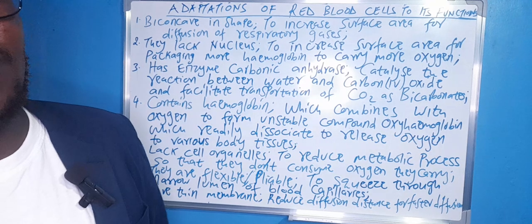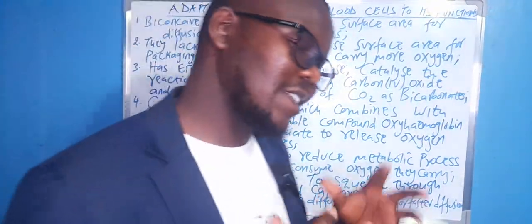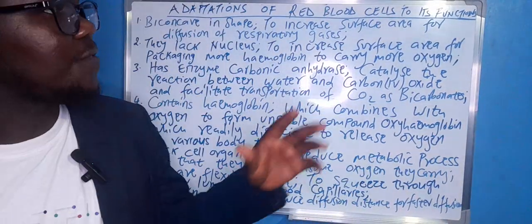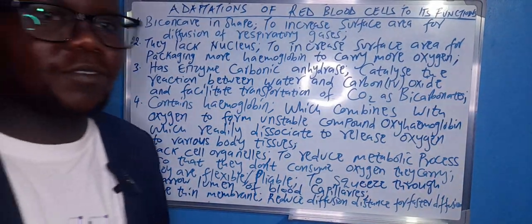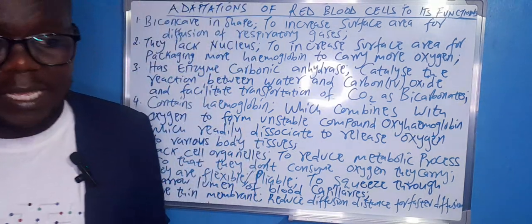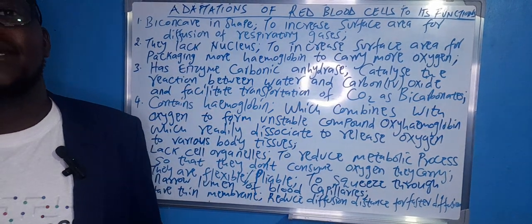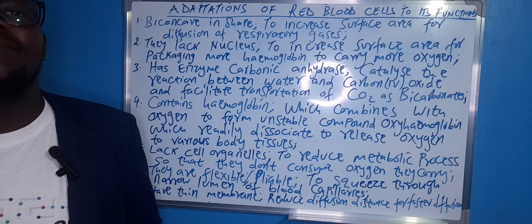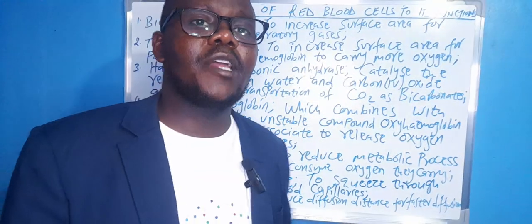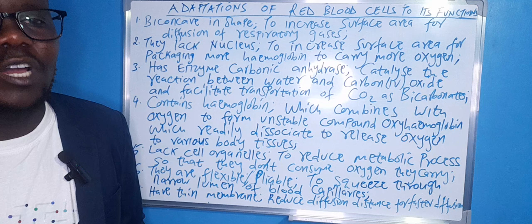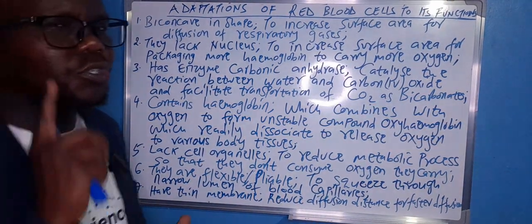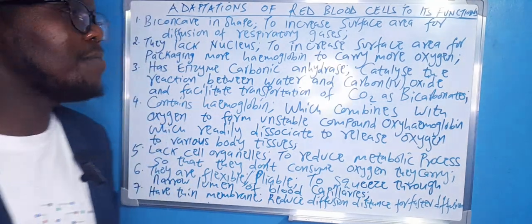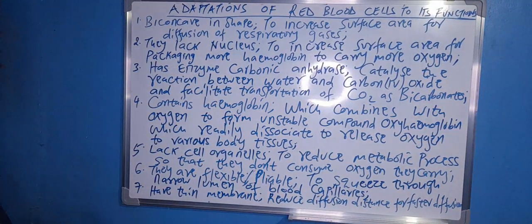Today we want to discuss how animal red blood cells are adapted to their function. The adaptations of the red blood cells, how they are adapted to their function. The first one is that they lack a nucleus. Number two, they have an enzyme, the enzyme carbonic anhydrase. Number three, they are pliable, you can say flexible. Then again, they lack most of the cell organelles. They have a thin membrane. And the last one is that they are biconcave in shape and contain the pigment haemoglobin.